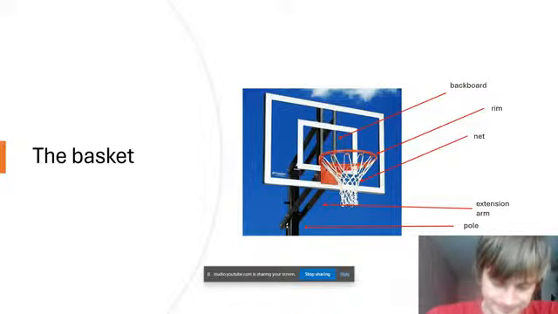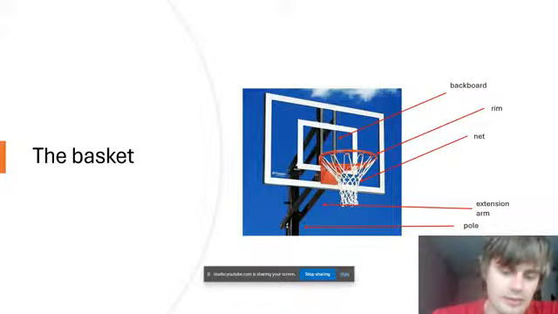The rim. The rim is where the ball bounces off. It holds the net, and if a ball goes through the rim, the shot counts, if it hasn't been thrown after the referee's whistle. The net is there to see whether or not the ball has gone through the rim.